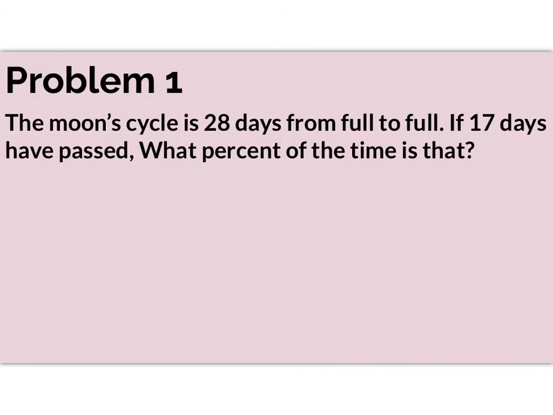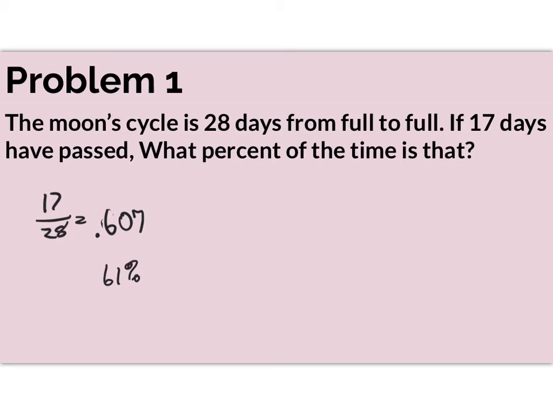Okay, the moon cycle is 28 days from full. If 17 days have passed, what percent of the time is that? 17 out of 28 gives us 0.607. Let me write that again. It's 0.607, which I am going to round up to 61%.